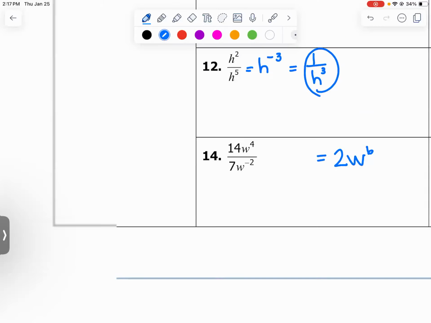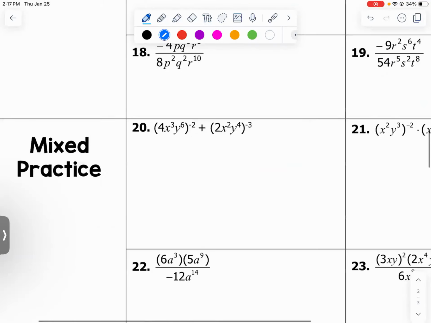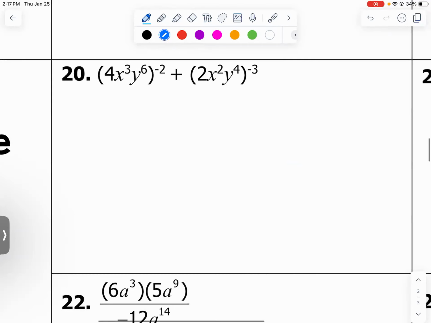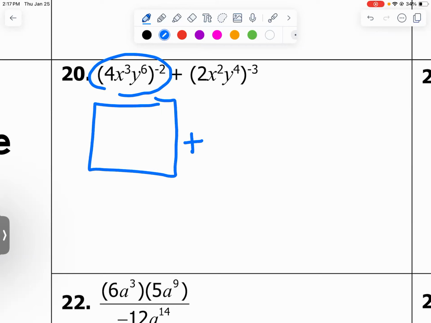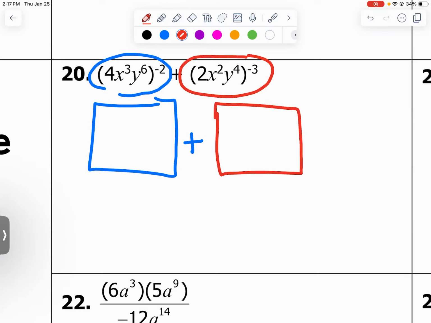Okay, I would like you to turn the page. We're gonna look at number 20, and this is what I want you to do. I want you to take what I circled in blue and put it here, what I circled in red and put it here, and then stop. Can you do that?